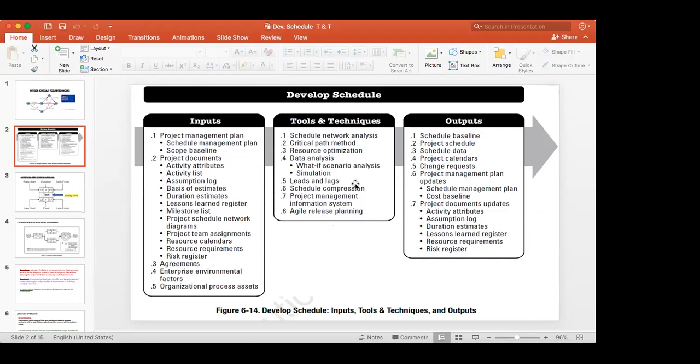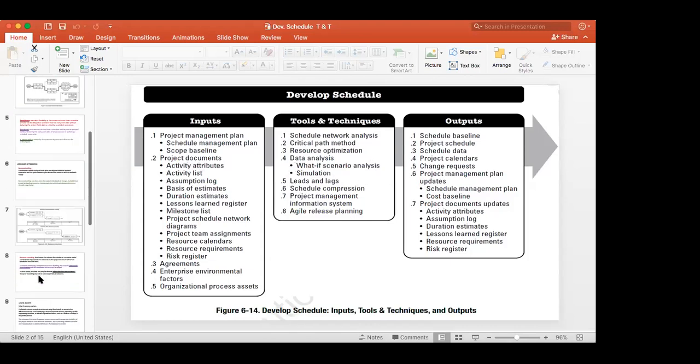Leads and lags I didn't explain, so we did that one. Then schedule compression, and now we talk about PMIS. You may be using software, Excel, whatever it is. You have the technology, and you can also do agile release planning depending on the situation. We are not going to schedule the whole thing at once, but section by section, so you can decide on that. These tools and techniques are very important.